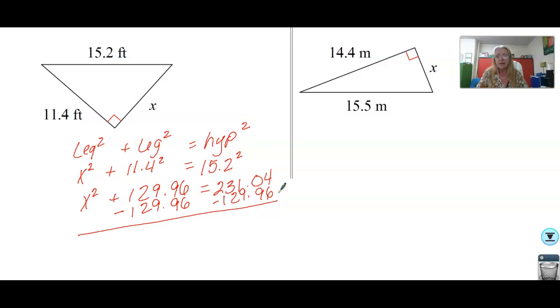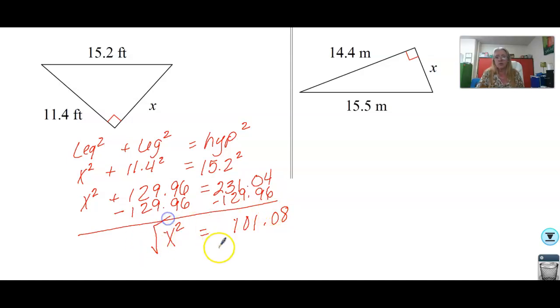231.04 minus 129.96 is 101.08. And on this side, we have x squared. Now, notice I don't round yet. Don't round until the end, okay?